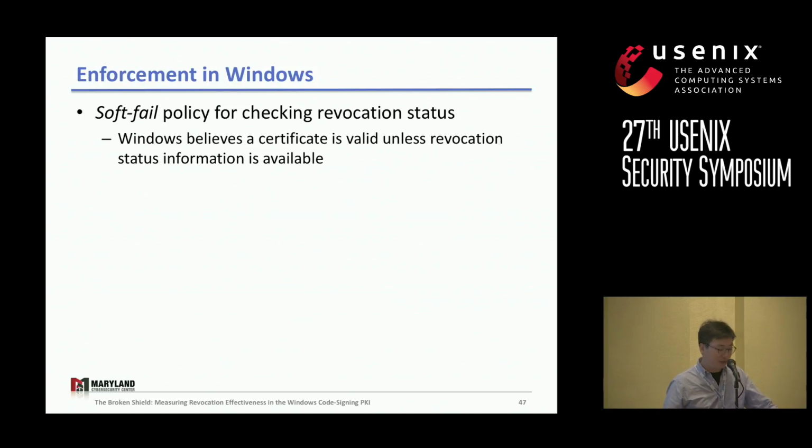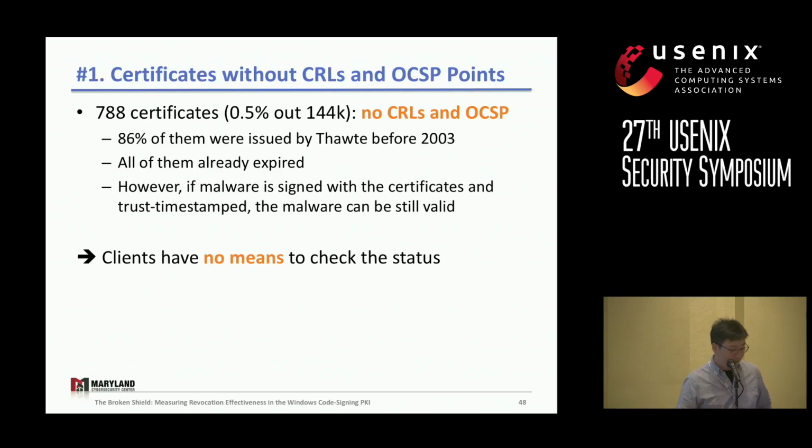But before talking about our result, I'll briefly explain the enforcement in Windows. In Windows, soft-fail policies apply when checking revocation status. Which means Windows believes that the certificate is still valid unless the revocation information is available. So recall that the CA must specify an OCSP point or CRL in a certificate. However, we found that 0.5% of certificates have no CRL or OCSP point. 86% of them were issued by a third party before 2003. All of them are already expired.